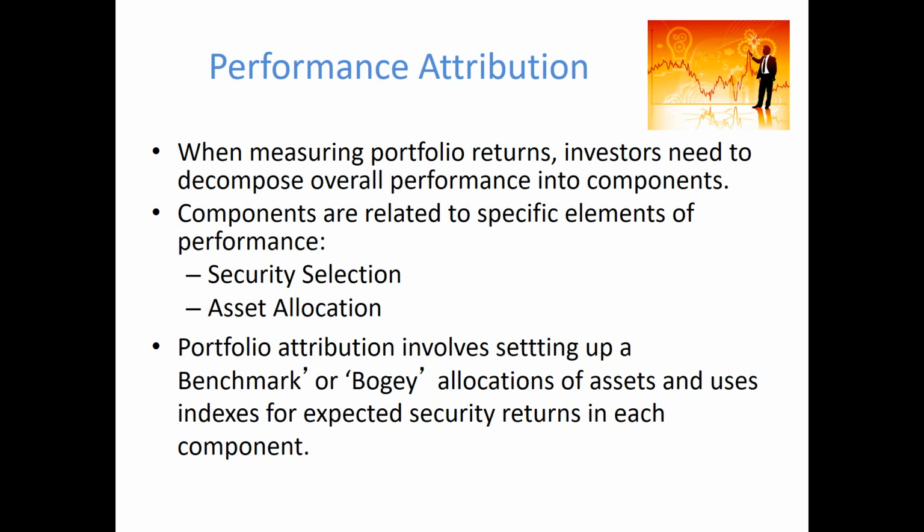The two main decisions made by portfolio managers are the security selection decision and the asset allocation decision. Portfolio attribution is really all about a process of benchmarking. So an investor will select an appropriate benchmark, whereby that benchmark will comprise both the benchmark asset allocation decision and the benchmark return within each asset class. Once that benchmark is created, it's often referred to as a bogey portfolio and is used as a measure of expected returns for each of the asset classes.